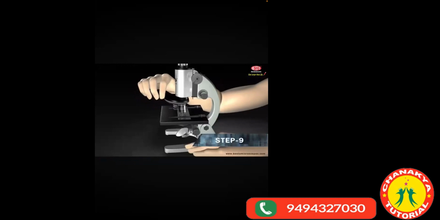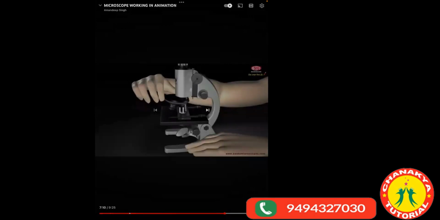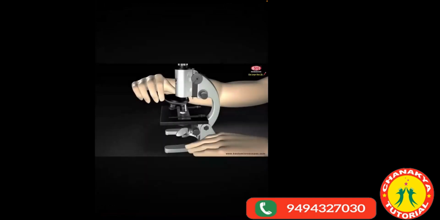Step 9. To use the high power objectives, turn the revolving nose piece. Once we have seen it on the low power, after that we can turn into the high power to see it in a better way. To bring it into position over your sample or slide, you should be able to see the sample or slide through the high power objective, so you should only have to adjust the fine adjustment knob.